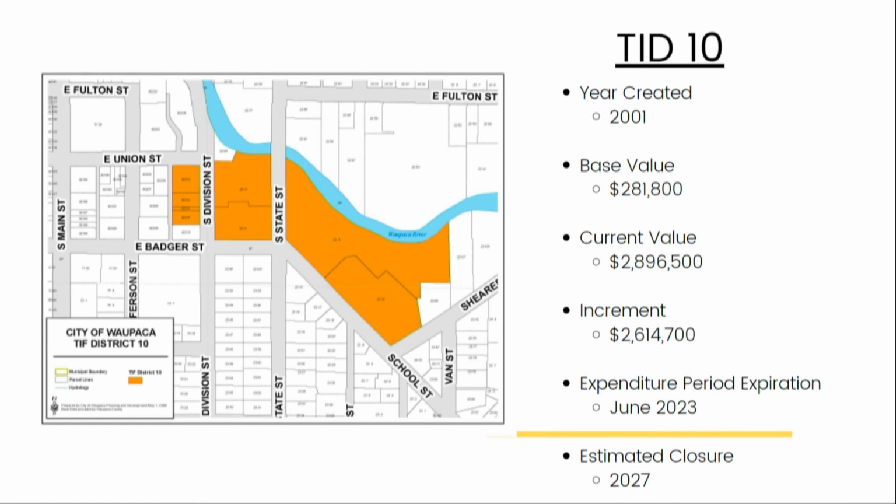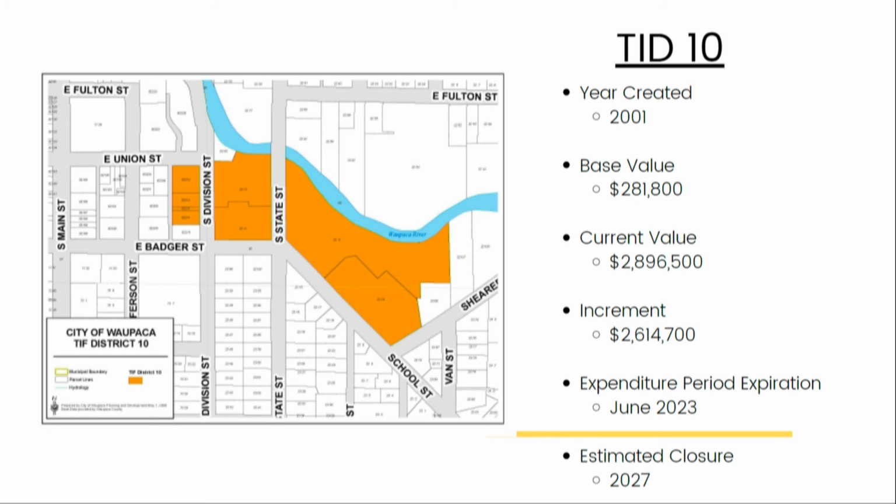TID 10 was created in 2001. Base value was 281,000 at the time. Current value is 2.8 million, with an increment of approximately 2.6 million. The expenditure period for that is coming up in June 2023. A thing to keep in mind there: I know that St. Mary's Church has been sitting there for quite some time. Staff is continuing to work on that, but that June 2023 date is something to keep in mind for that property specifically. Estimated closure for that TID is 2027.